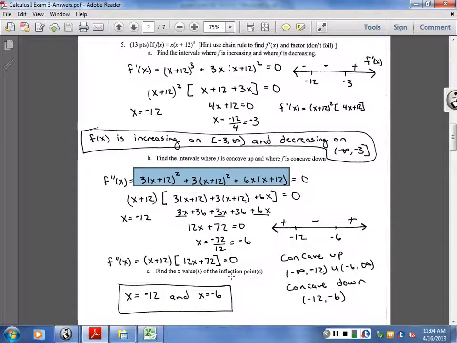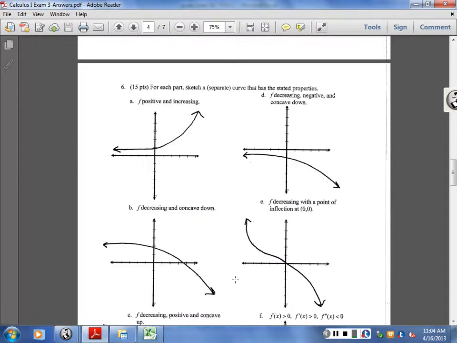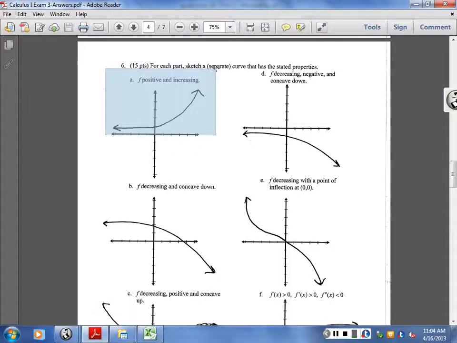This one has popped up on the final exam in the past, so that's where I pulled it from. Number 6 was meant to be pretty straightforward. It's an easy 15 points here. A positive increasing function. You missed a point if it was ever decreasing or if it was ever below the axis. So you missed a point for each one of those.